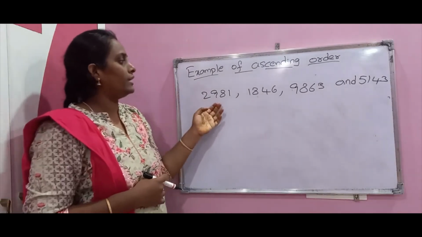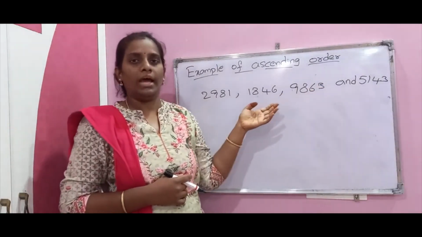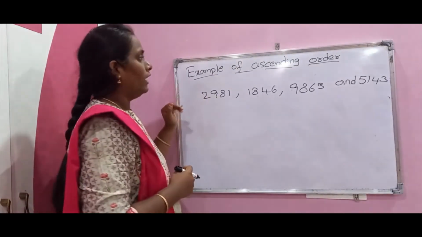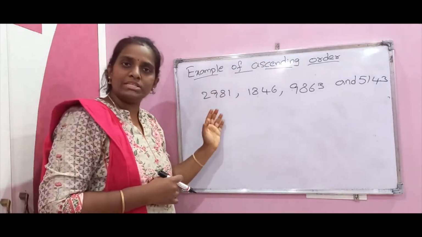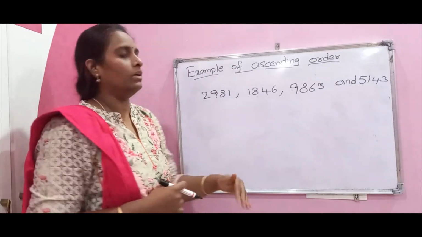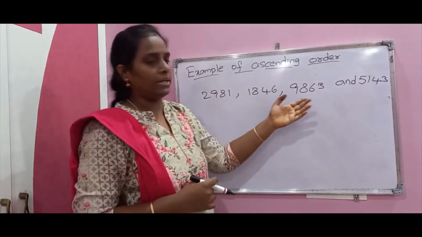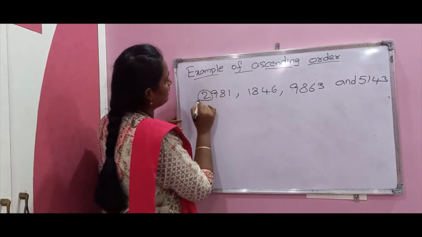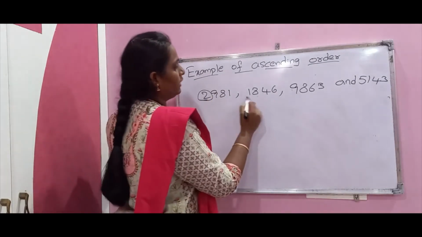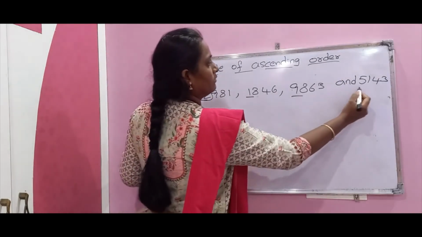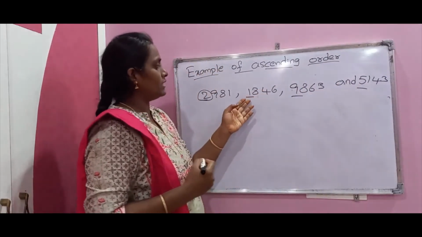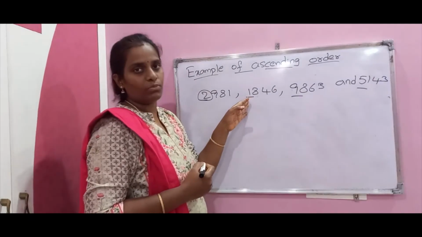Now we'll arrange these numbers into ascending order. First we'll compare the first number. Ascending order means smallest number to largest number. Here, which is the smallest number, we'll compare. Here the first number is 2. Here 1, 9, 5. In these numbers, which is the first smallest number? Here 1 is the smallest number.